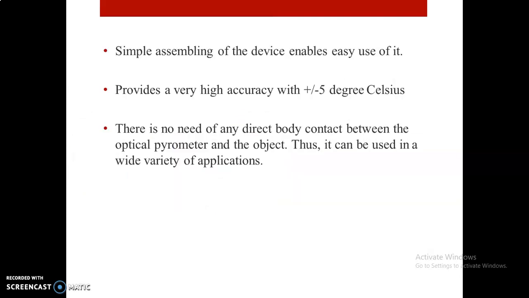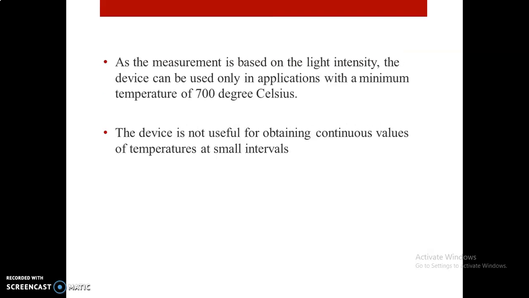It is very simple, easy to use and provides high accuracy. There is no need for any direct body contact between the optical pyrometer and the object. It can also be used for a wide variety of applications, and it is a measurement based on light intensity. The device can be used only in applications with a minimum temperature of 700 degrees Celsius. The device is not useful for obtaining continuous values of temperature at small intervals.